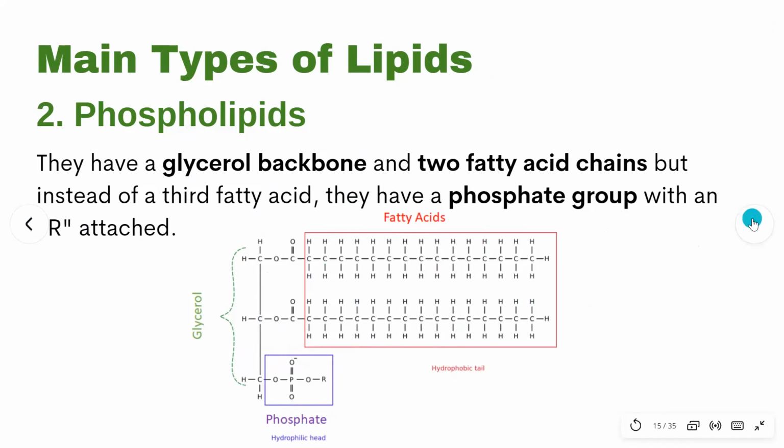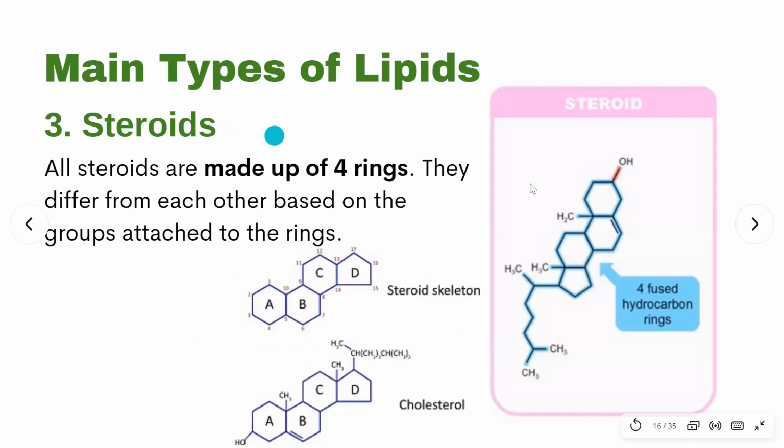Okay, so now let's proceed. This is the structure of steroid. All steroids are made up of 4 rings and they differ from each other based on the group attached. This is the structure of cholesterol and this is the structure of the steroid skeleton. As we can see here, there are 4 fused hydrocarbon rings for steroids.